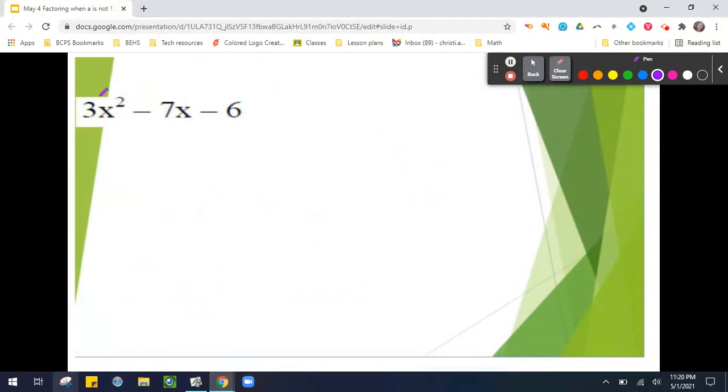Okay, we're going to use this process again. We have 3 as our leading term. There is not a greatest common factor for 3 and 7 and 6. So we're going to use our factor x, but before we use our factor x, we must slide that number so that there is not a number in front anymore. So I slide that number. 3 times negative 6 is actually negative 18. And my middle term, I get to use negative 7.